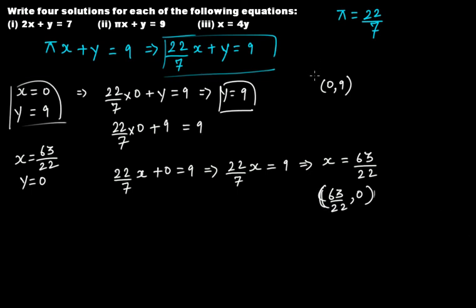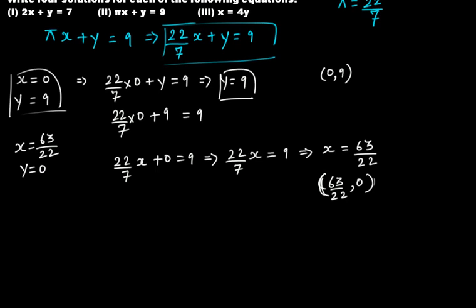Now always remember that when you find the solutions of a linear equation in two variables, you can have infinitely many solutions. There is no limit. That's why most probably your answer will not match with the answer given in your book. Okay, so that is not a problem.